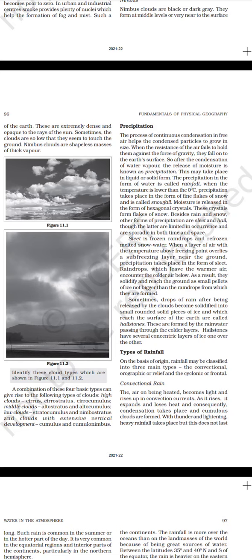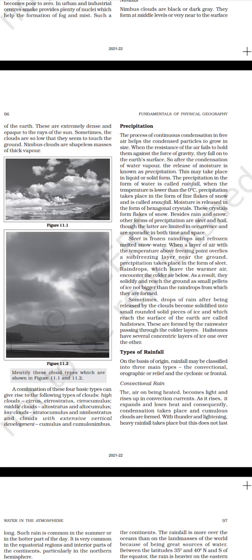Moisture is released in the form of hexagonal crystals. These crystals form flakes of snow. Besides rain and snow, other forms of precipitation are sleet and hail, though the latter are limited in occurrence and are sporadic in both time and space. Sleet is frozen raindrops and refrozen melted snow water when a layer of air with the temperature above freezing point overlies a subfreezing layer near the ground.